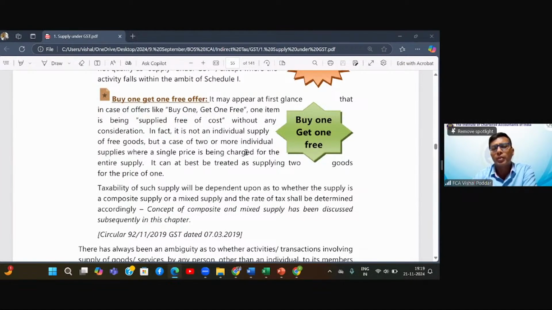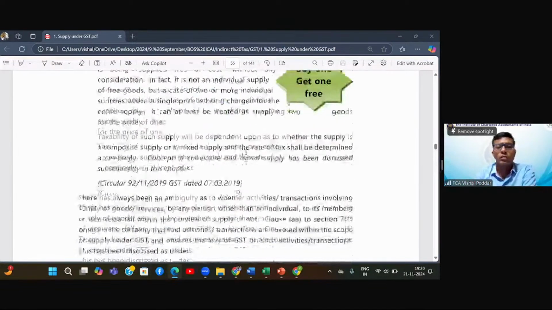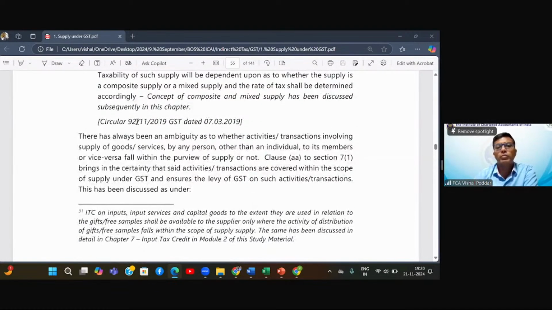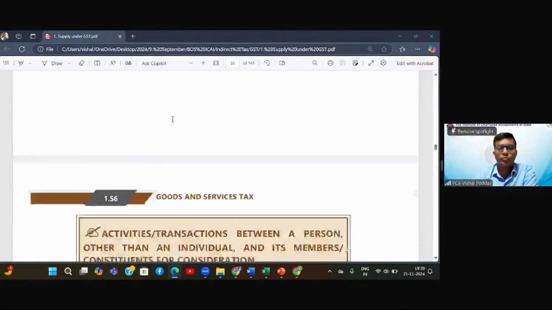बाय वन गेट वन फ्री, इट इज लाइक एक शर्ट खरीदा तो दूसरा आपको फ्री मिल रहा है. In this case, it is like you are giving two shirts for single price. So again, it will not be considered as Schedule 1. यहाँ पे तो composite supply, mix supply में भी जाने की जरूरत नहीं है. Why? Because both are shirts. हाँ, एक टूथपेस्ट और एक टूथब्रश है, then you have to go to composite supply, mix supply, और फिर उसके हिसाब से taxability करना है. This is what has been clarified by circular number 92.